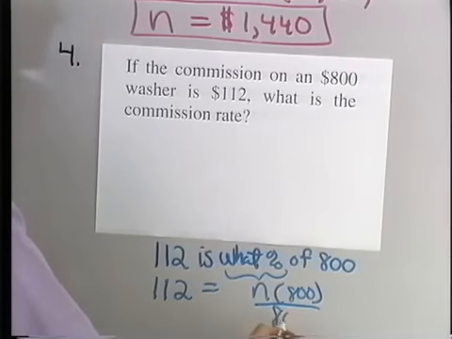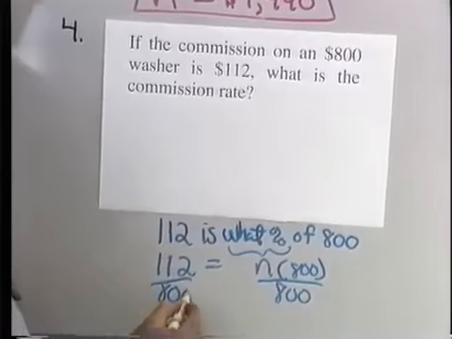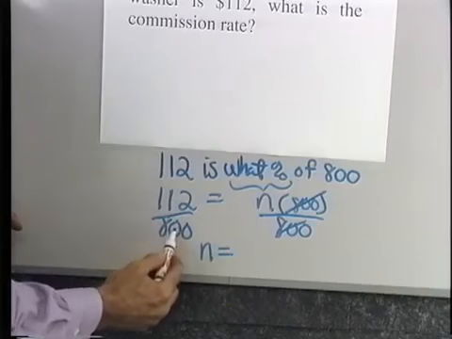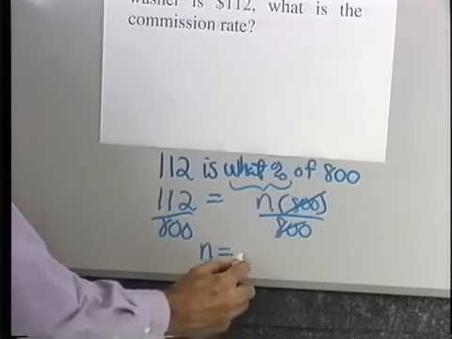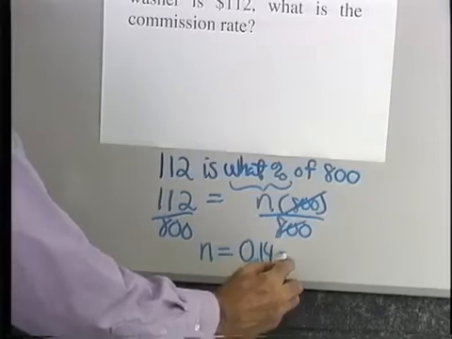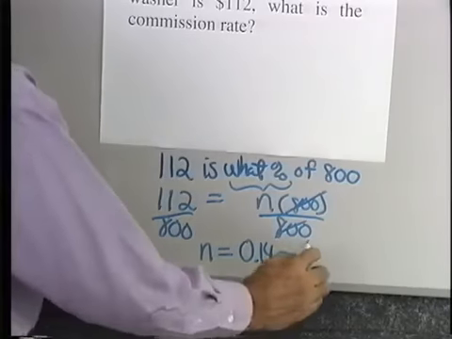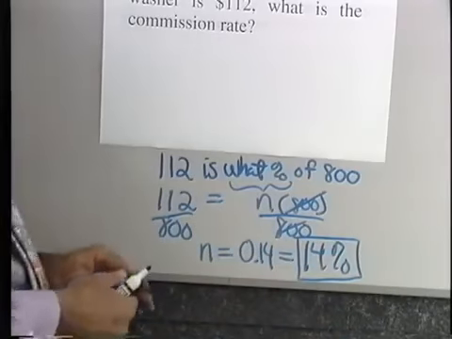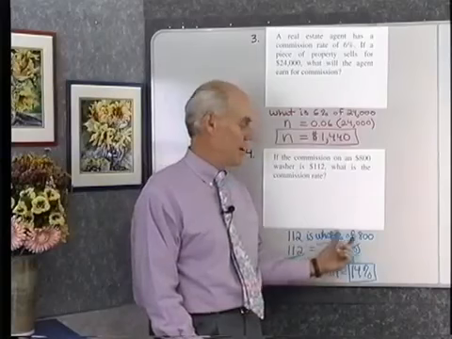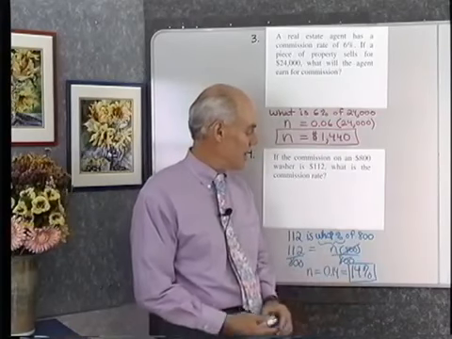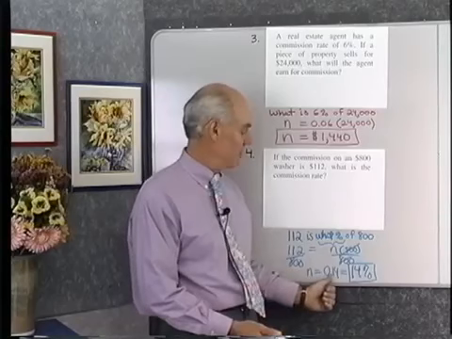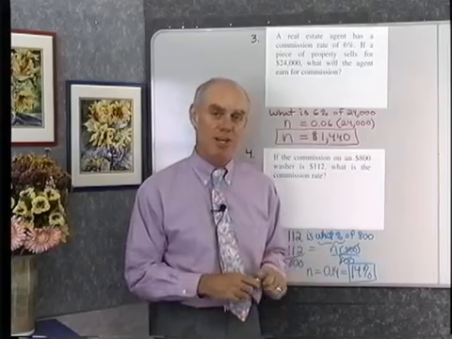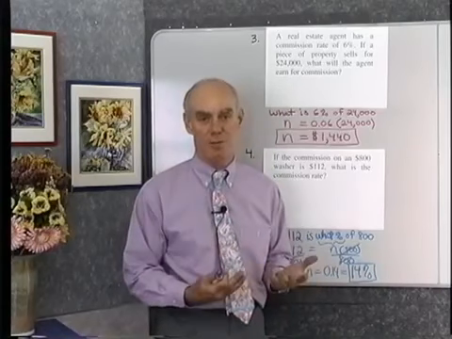Divide both sides by 800, and I end up with n is equal to 112 over 800, which turns out to be 0.14. And since I'm looking for a commission rate, I want to write that as a percent. I'll write it as 14%. So if $112 in commission is paid on an $800 purchase, then the commission rate is going to be 112 divided by 800, which comes out 0.14, which as a percent is 14%. Now that's a quick look at sales tax rate and commission rate.